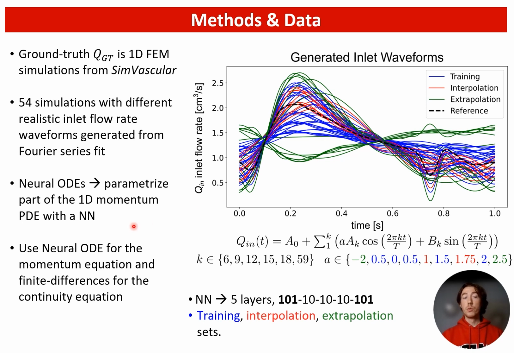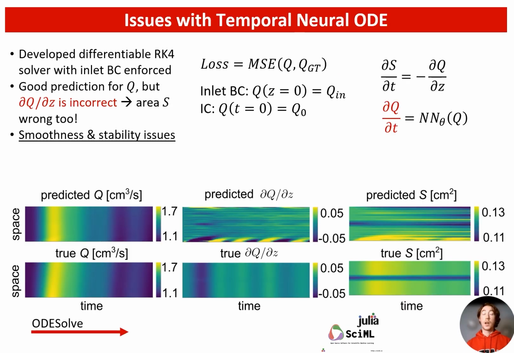Then we use neural ODEs to parameterize the right-hand side of the 1D momentum equation with a neural network. For the continuity equation, we use conventional finite differences. Our first approach was to use temporal neural ODE for the momentum equation. As seen here, we parameterized the right-hand side of the momentum equation with a neural network. We developed a differentiable ODE solver with the inlet boundary condition enforced in a Julia framework.